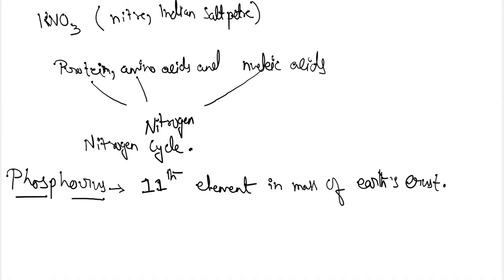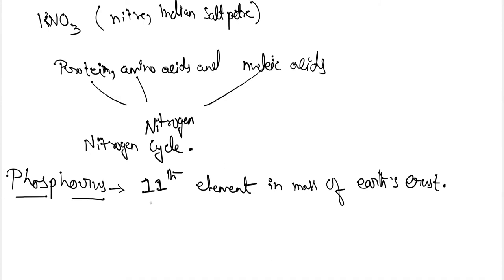Okay, it is the 11th element in abundance in the Earth's crust. It is a very reactive element. Phosphorus is one of the reactive elements. You know that phosphorus has been kept in the highest position in the reactivity series, due to its reactive nature only, and therefore it does not occur in the free state. You cannot find phosphorus in its free state.